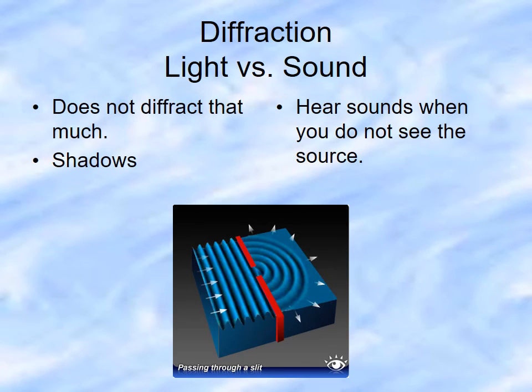So now for the differences between light and sound when it comes to diffraction. So really light does not diffract that much at all. This is why we have shadows. If you hold your hand up, you can actually make little shadow animals, which I know people love to do. And then I gave you an example of sound just before where you can hear the sound and you don't see the source. Just like your dog and cat can hear their food being poured and they come running.